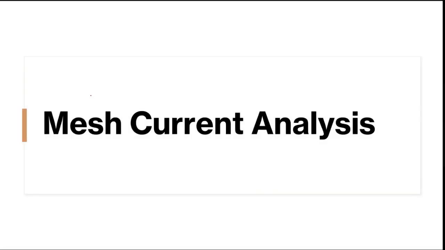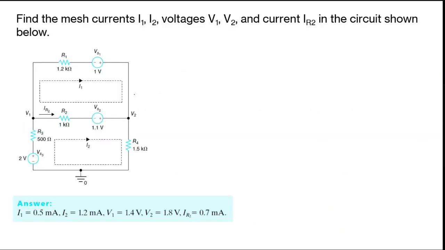Right, so I think those 2 examples are enough for node analysis. So now we move on to mesh current analysis. For this example, the question asks you to find I1, I2, the values for V1 and V2, and as well the current at IR2 here. From this circuit, you know that you have 2 meshes, mesh I1 and I2. So you need to find the mesh currents I1 and I2.